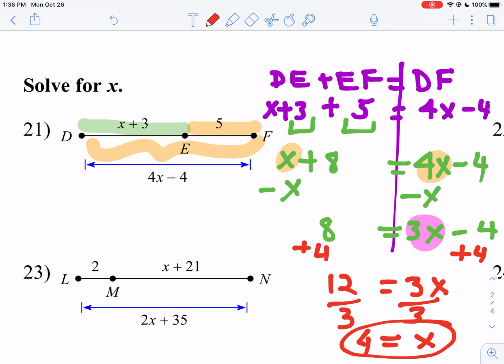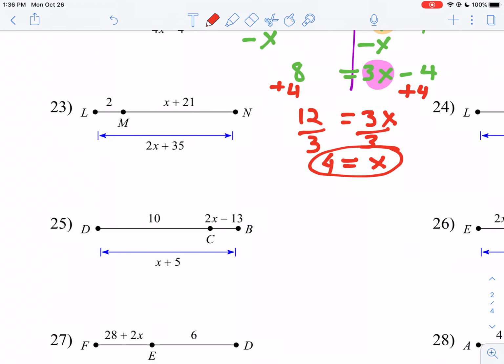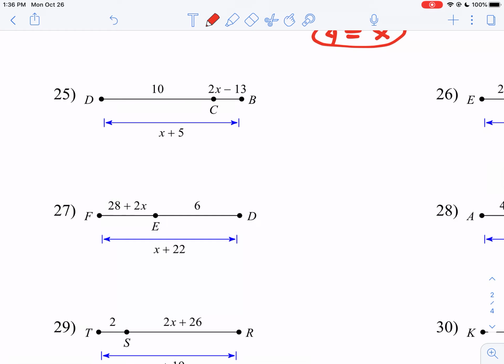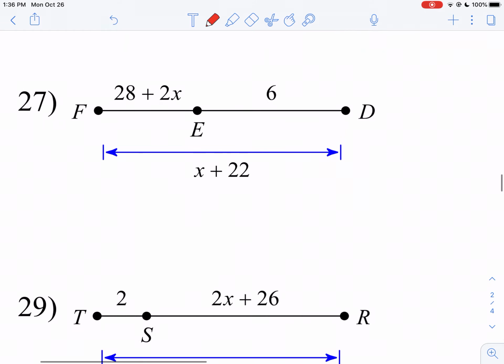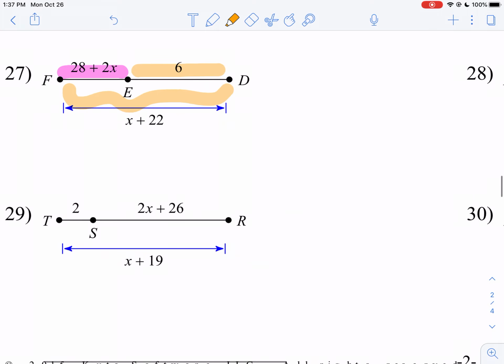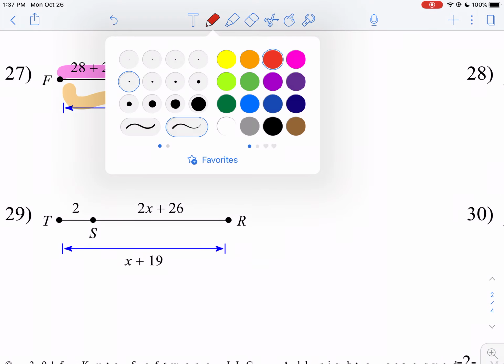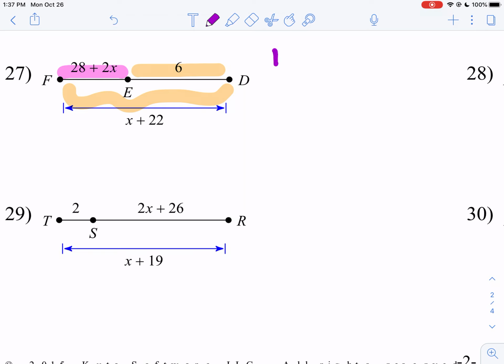Again, I'm going to do one more just in case some of you need to refresh how to solve multi-step equations. So I'm going to do number 27. Your two short segments are FE plus ED, which must be equal to your FD. So we're going to go ahead and write that down: FE plus ED equals FD.